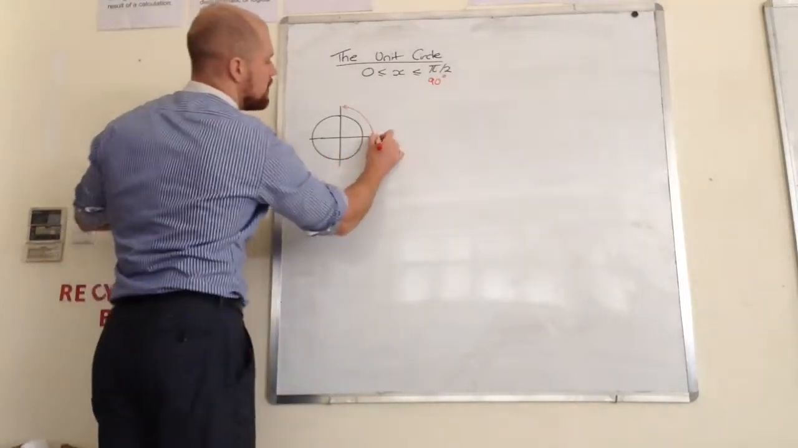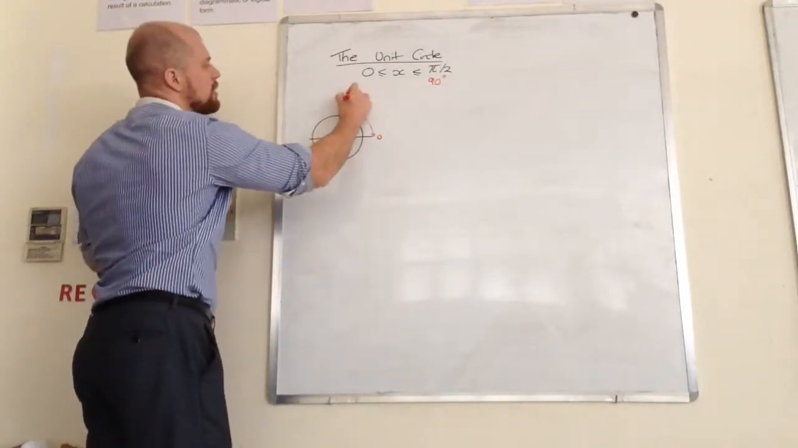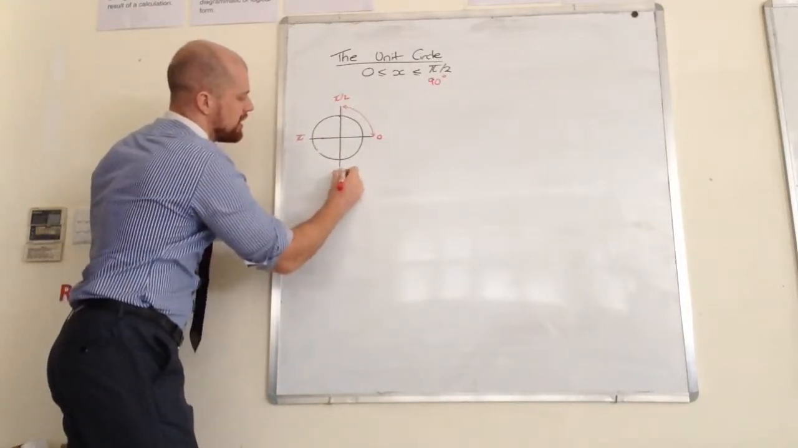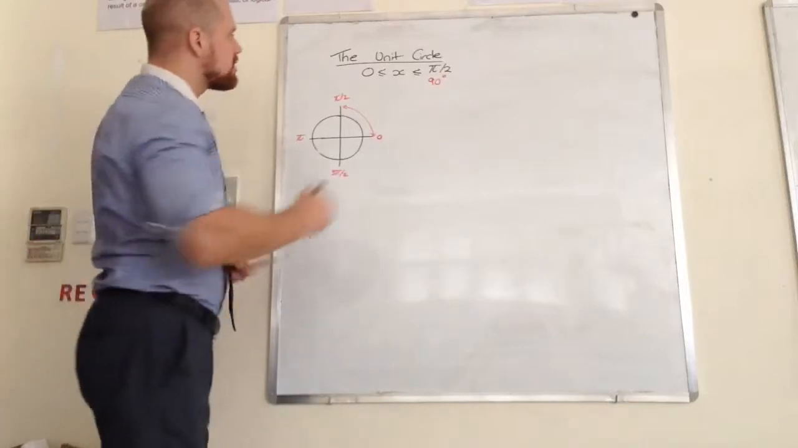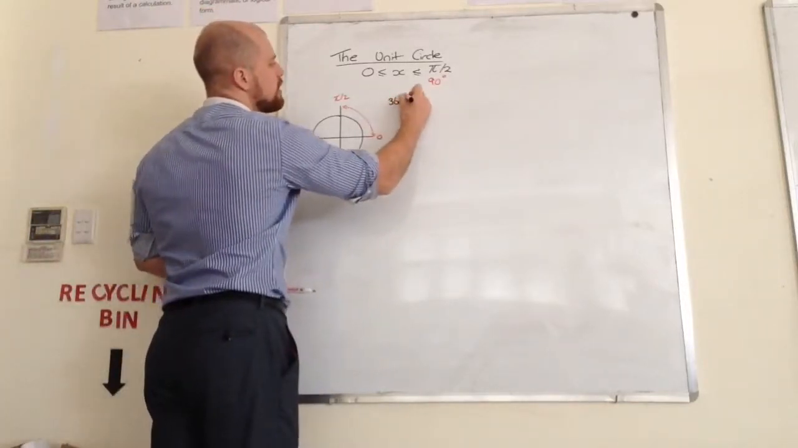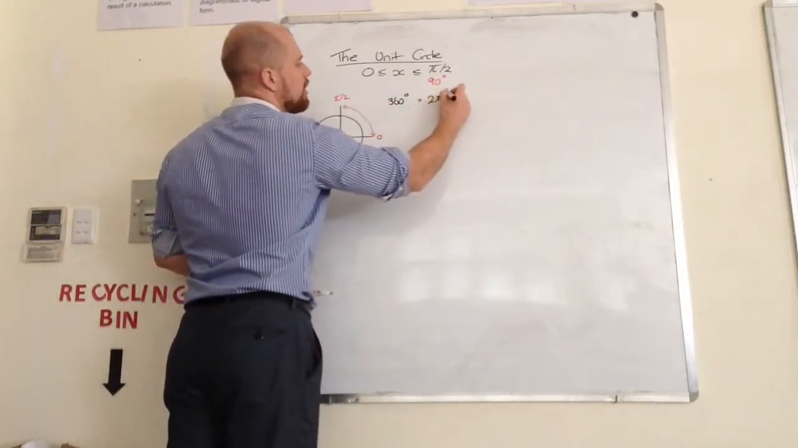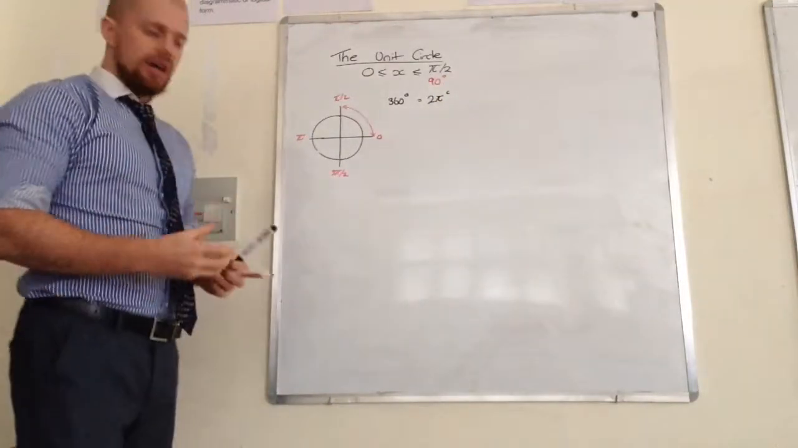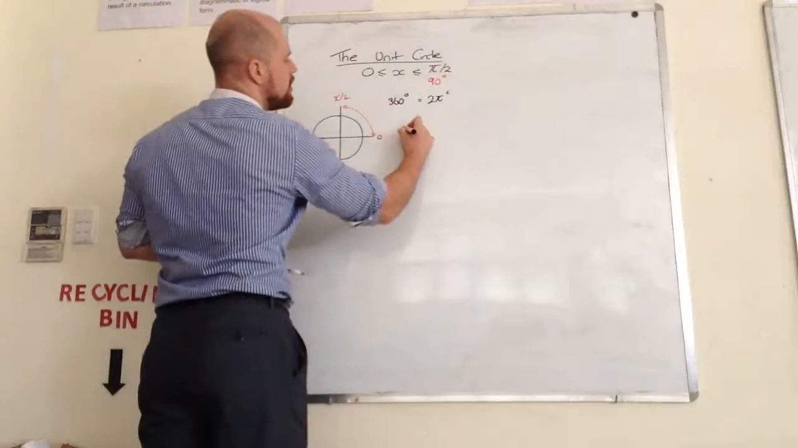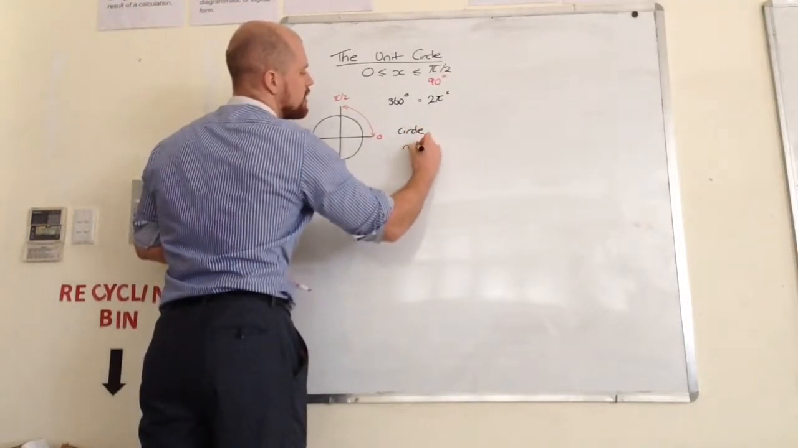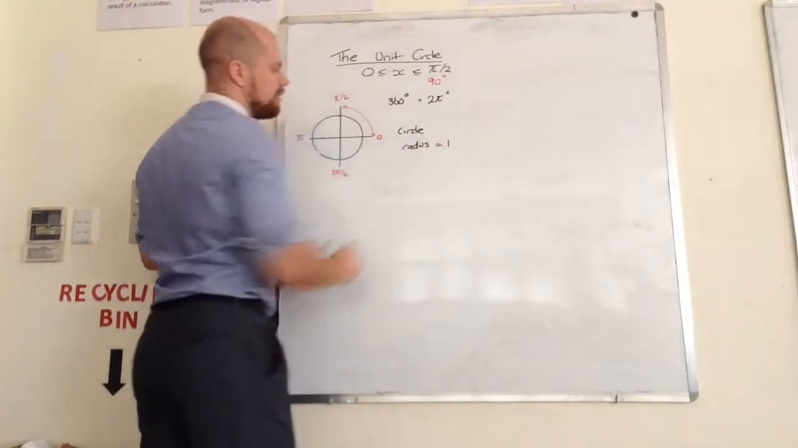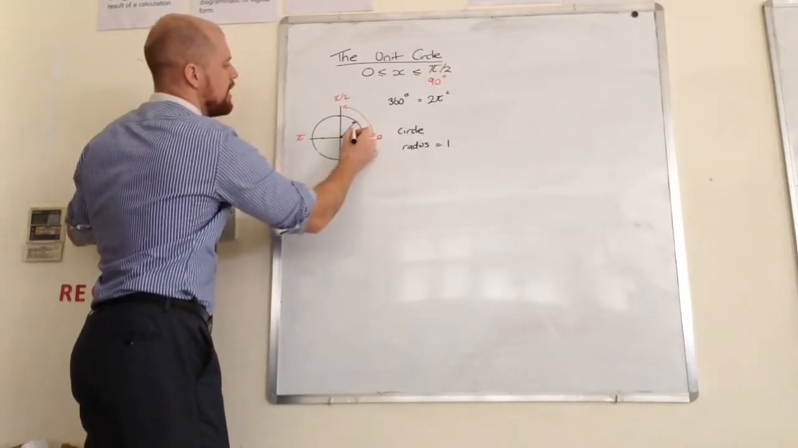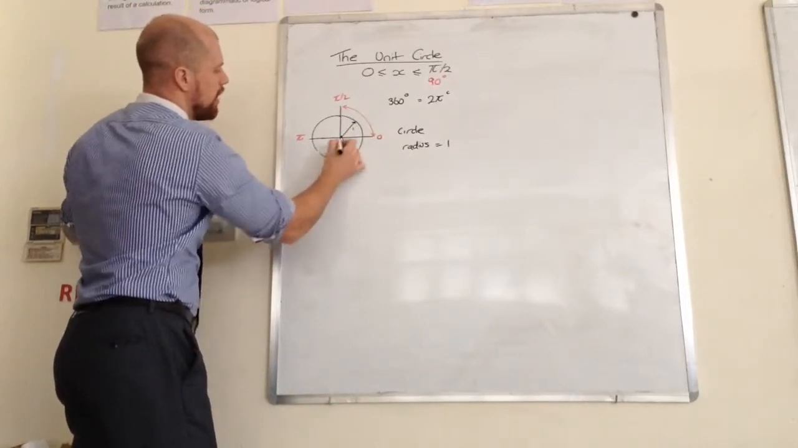Don't forget, 0, pi by 2 is 90, pi is 180, and 3 pi by 2 is 270, because 360 degrees is 2 pi radians. Okay? Now, the unit circle is a circle of radius 1. Okay? So that means that any distance from here to here is 1.